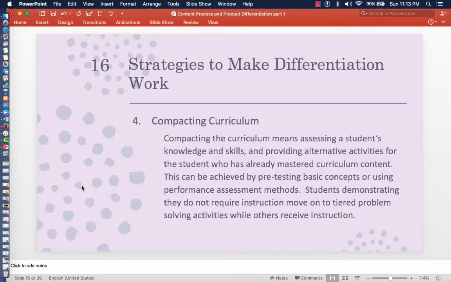So we need to have some strategies to make sure that the differentiation process works. So one of the things that we can do is compact the curriculum. And that means that we're going to be looking at their knowledge and skills. So we're going to start where we think that they have knowledge. Not start necessarily at the very beginning where they're going to be bored, but where they are at right now.